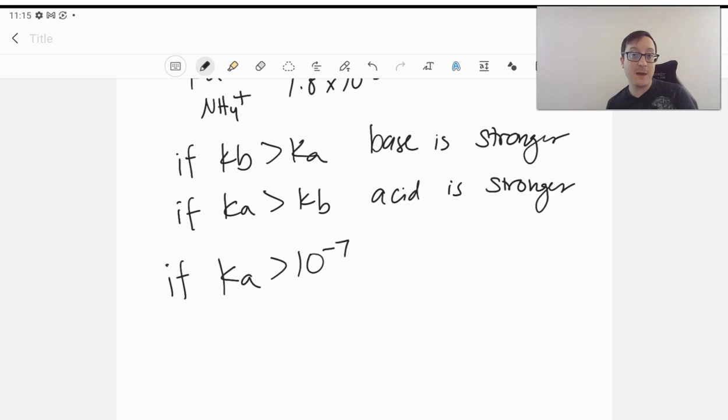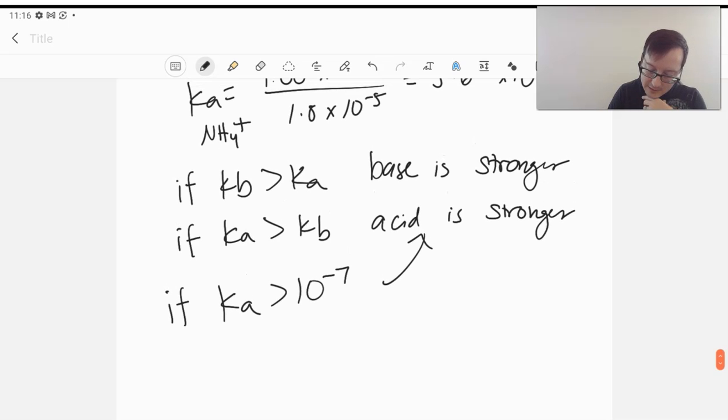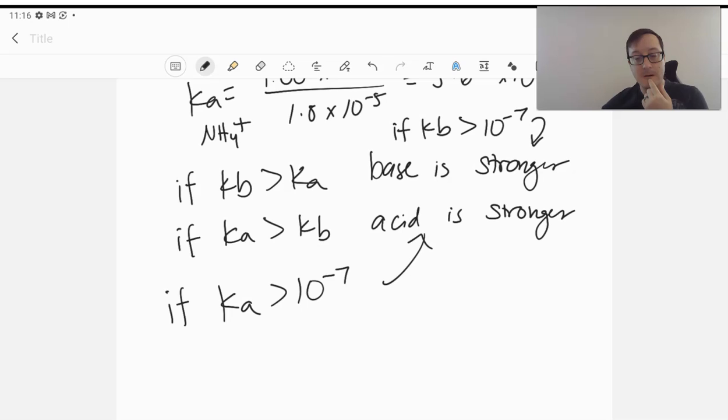if the Ka is bigger than 10 to the minus 7, we can say also that the acid form is stronger, because Kb must then be less than 10 to the negative 7. Remember, Ka times Kb must be 10 to the negative 14. So if Ka is bigger than 10 to the negative 7, Kb must be less than 10 to the negative 7. And we can say the same thing here: if Kb is greater than 10 to the negative 7, then the base is stronger of the pair.